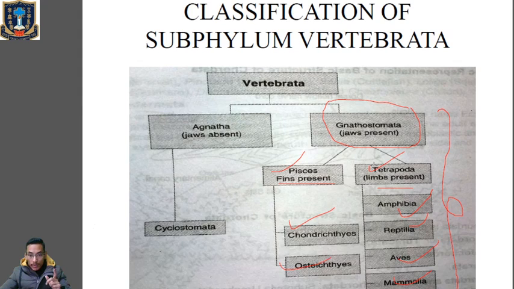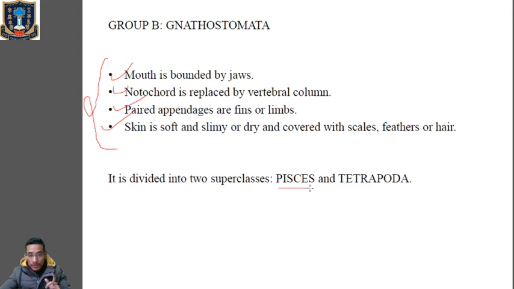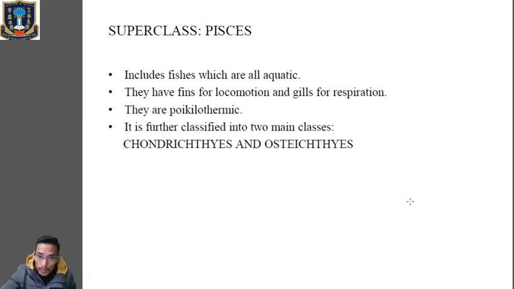We'll begin with the first superclass, that is Pisces, then we'll move to the next superclass, that is Tetrapoda. So let's check the features of Pisces. Pisces generally include the fishes, and fishes are all aquatic. You know the meaning of aquatic and terrestrial, right? So Pisces include all the fishes which are all aquatic. Clear? And they have fins for locomotion, and for respiration they have gills.